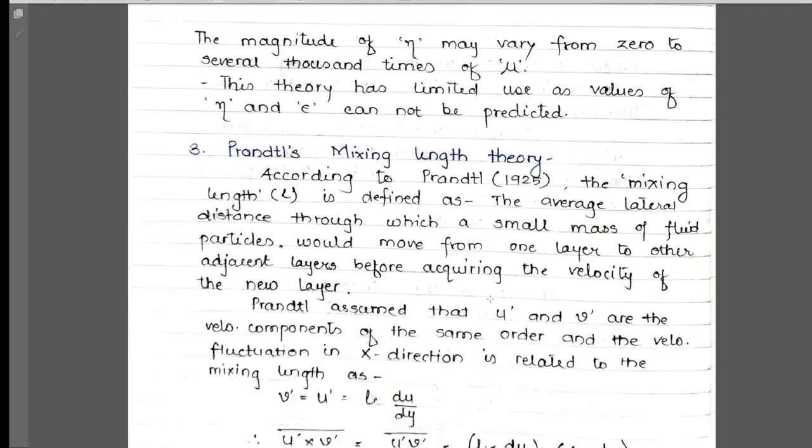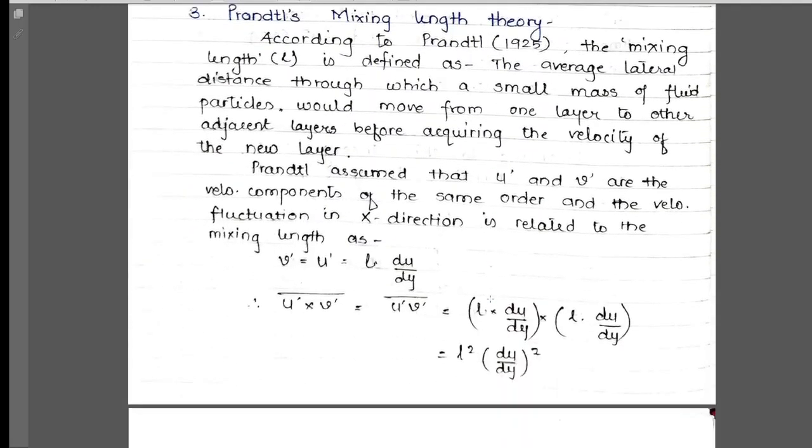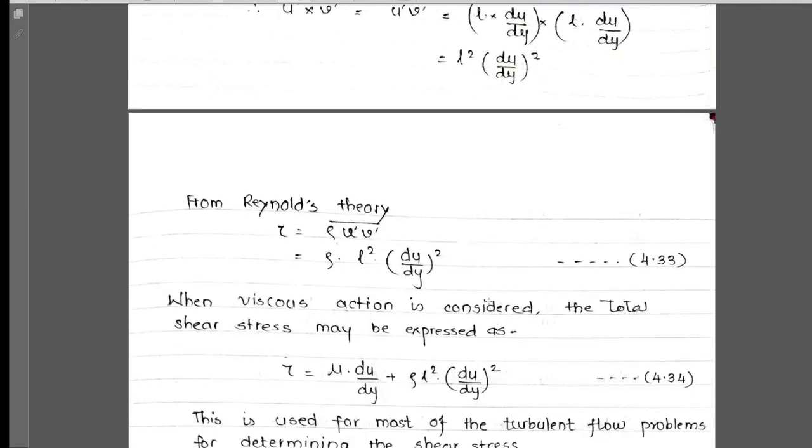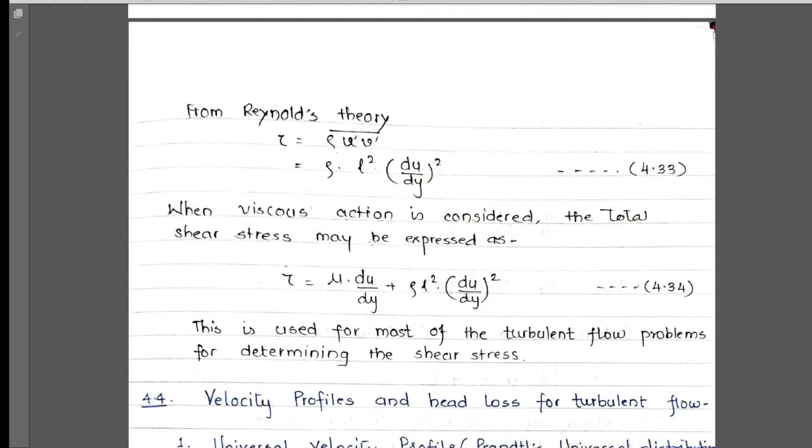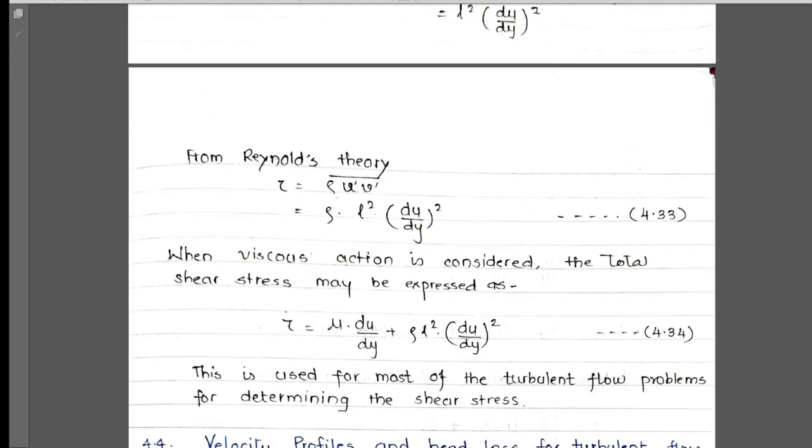Okay. Then the main theory was Prandtl mixing length theory, which gave the expression of the shear stress as rho into L square into du by dy whole bracket square. And if the viscous action was considered, that is, the shear stress due to the laminar sublayer was considered, the expression was tau is equal to mu into du by dy plus rho L square into du by dy whole bracket square. So these are the three expressions to calculate the shear stress in turbulent flow. Clear?